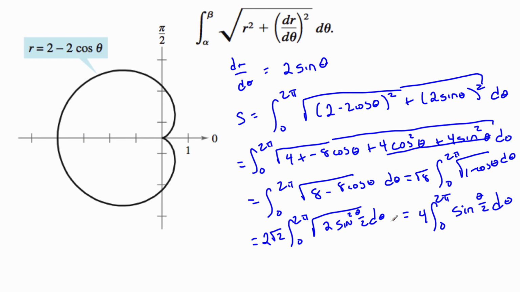Don't worry about absolute values. All right, and when I do this, I get an answer, I'm not going to do the integration because I'm out of room, of 16. It's not usually a nice, pretty number, but in this case it was.